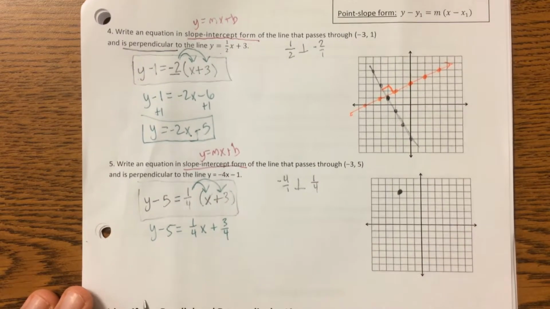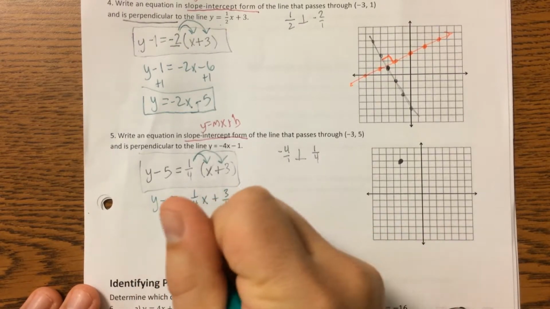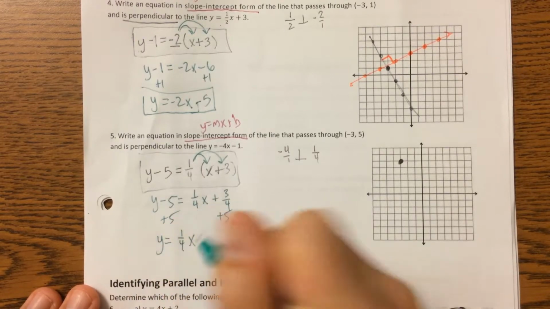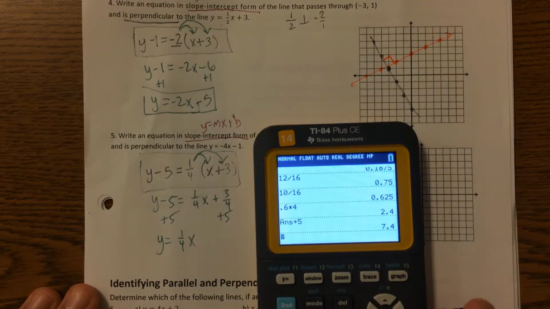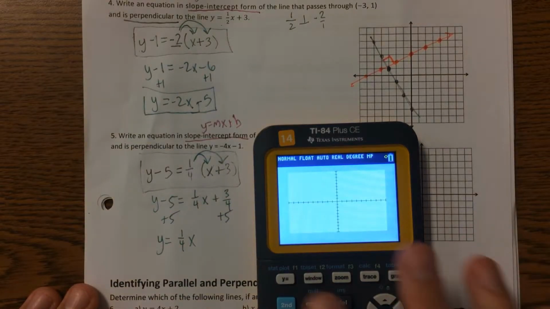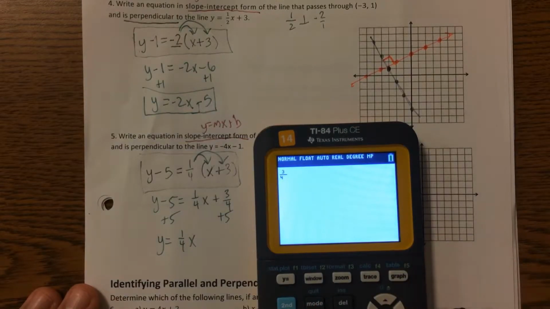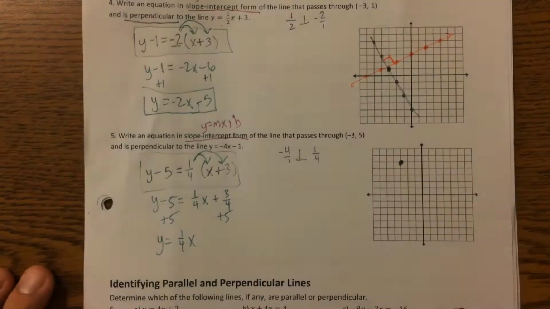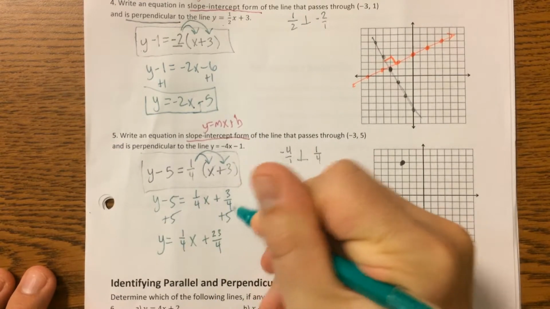5. And to finish off number 5, we're going to add 5 to both sides. Now this 3/4 plus 5 is going to be like 5.75. You can write it as a decimal if you want, or if you just want to be really careful with the fractions, don't be afraid to use the calculator here. Let's clear all that out. Alpha y equals, I'm going to do 3/4 plus 5, and I get 23/4. So that is 5.75.